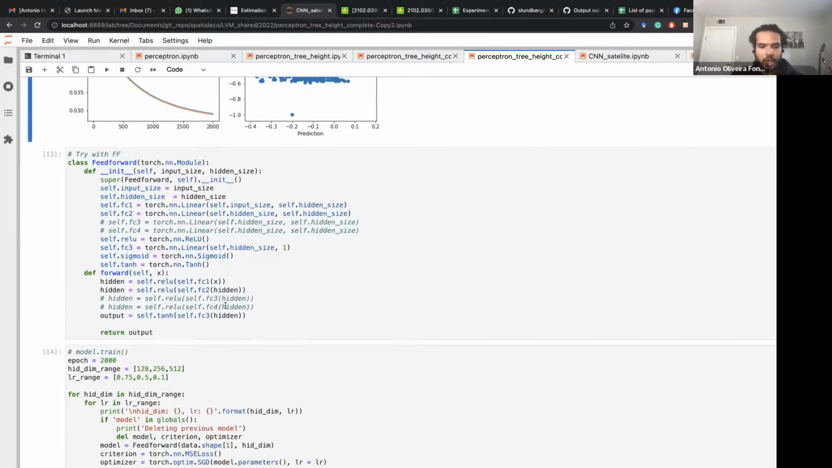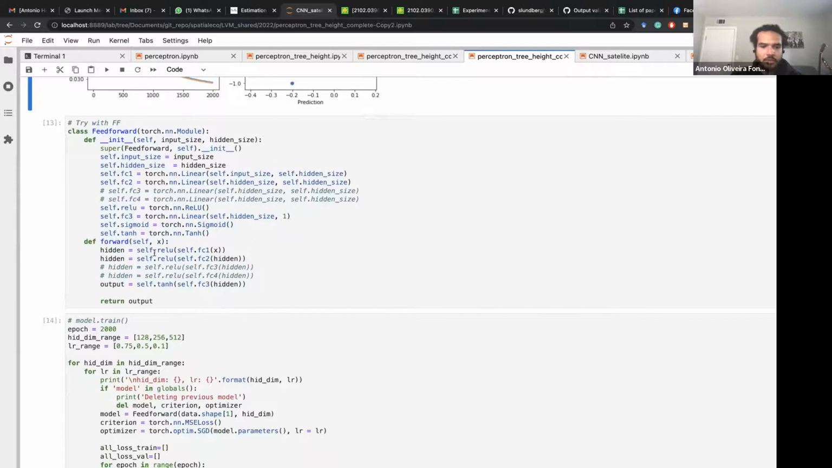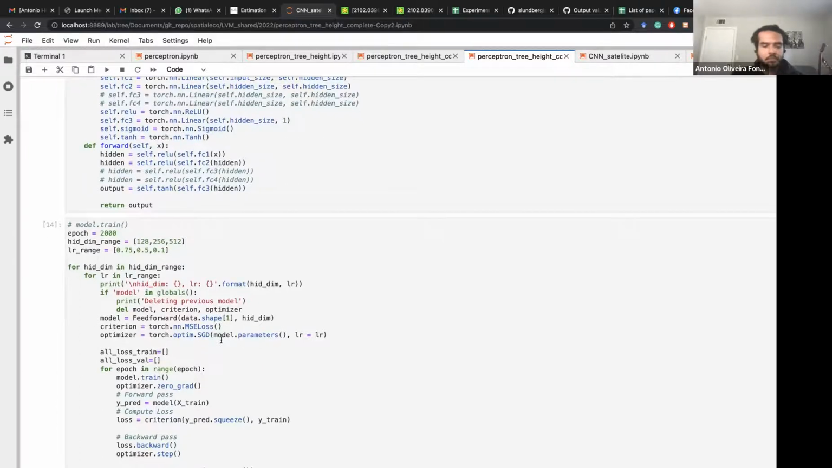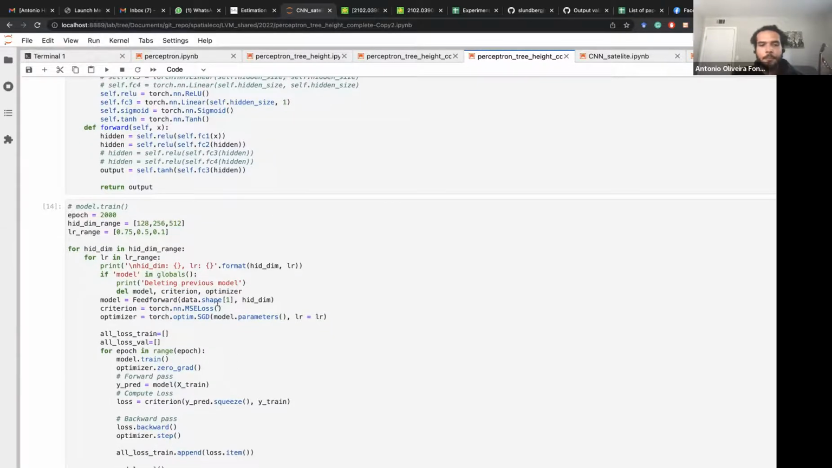So now we have more things to set, right? I now have the hidden dimension as well, because the hidden dimension is now different from 1. That's the number of nodes that I have in those hidden layers. So here I'm using 128, 256, and 512. Could I be using less? Most likely. That's something I'd like you to play with as well.